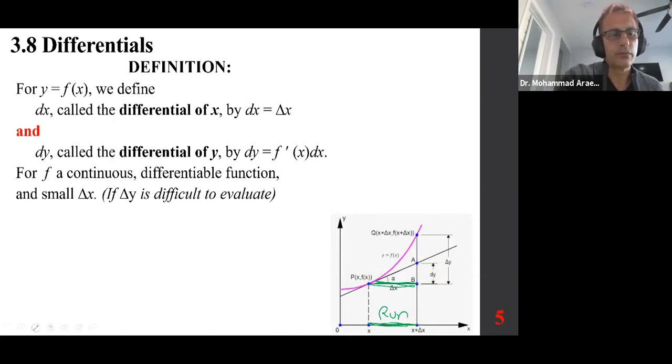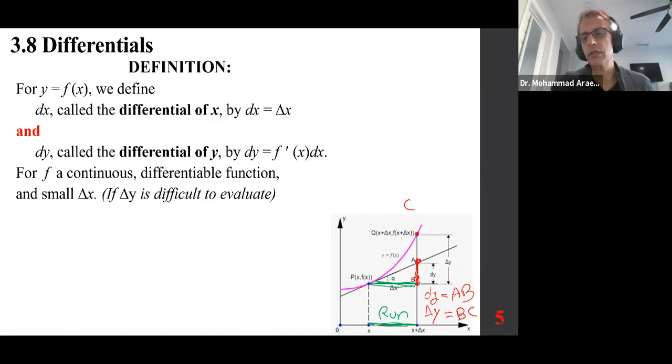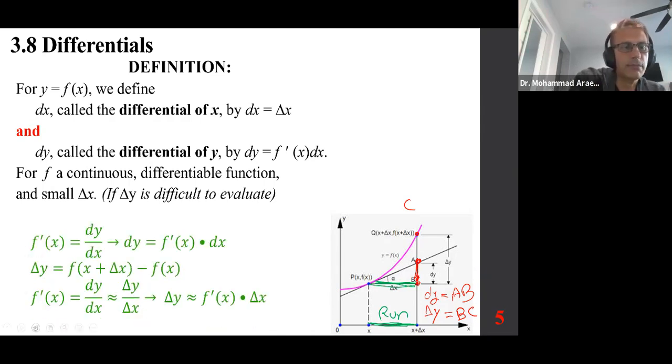Okay, this is A, this is B. So dy is AB. Let's call this C. And delta y is BC. And we are not saying the two are the same. They are absolutely not. But they are fairly close. And that's the idea.